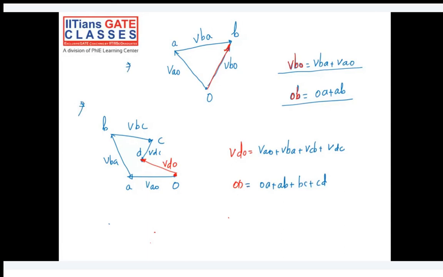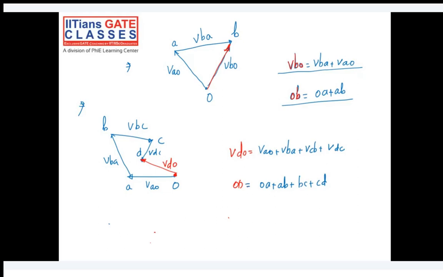Before jumping into a bigger example, I'll take a very small example first. Let's try to understand a simple link. This is point number O, this is point number A.